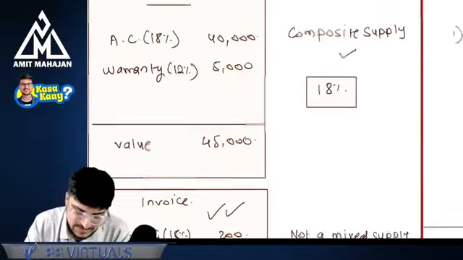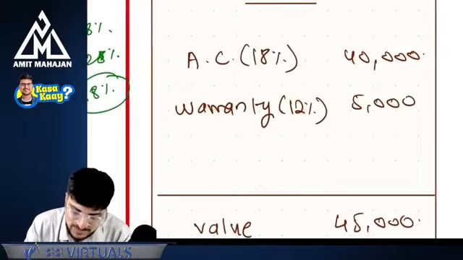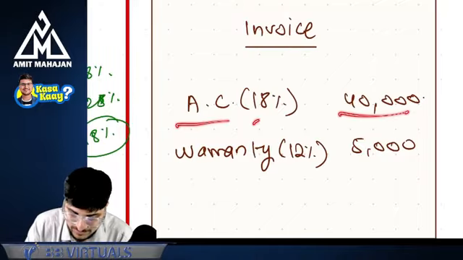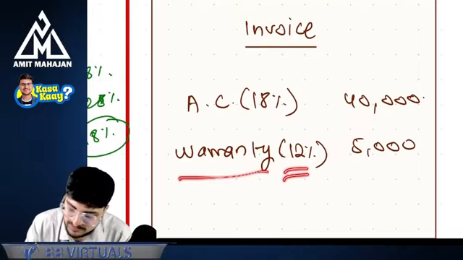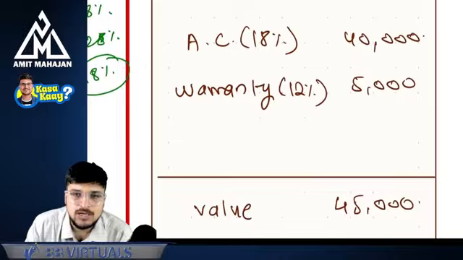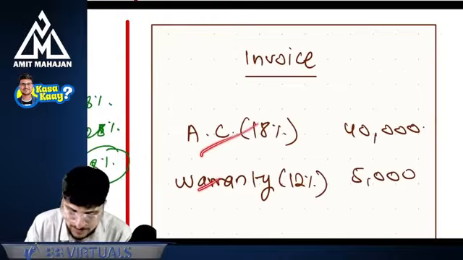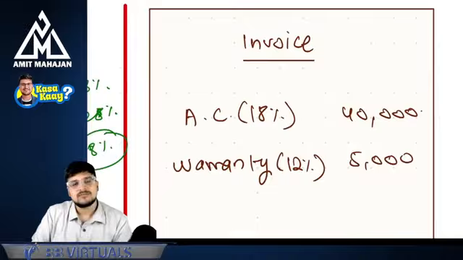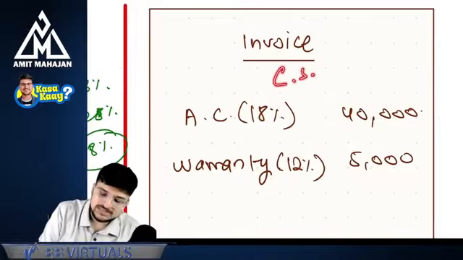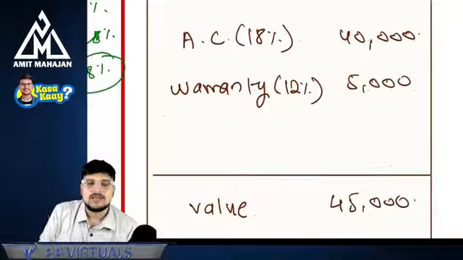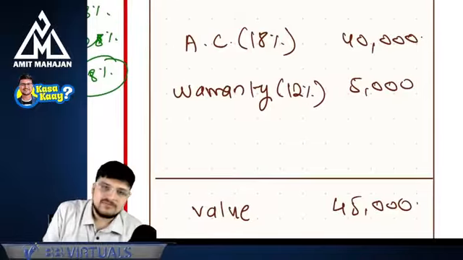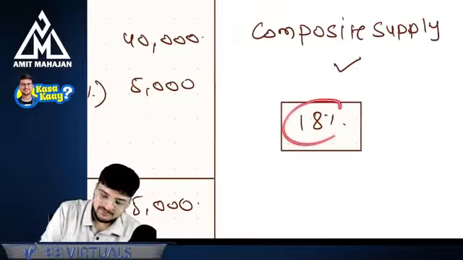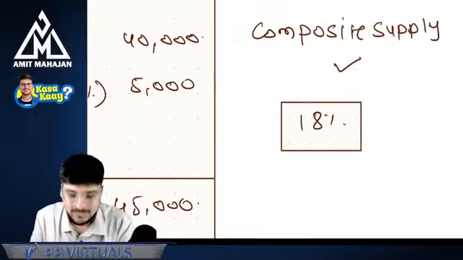Understood? Let's take one example. Which supply is this? I know you saw this, but still. AC 40,000, rate is 18%. Warranty 12%, 5,000. Total amount charged 45,000. Can I say two or more supplies are made in conjunction with each other, which are naturally bundled? Then it is called composite supply. In case of composite supply, the tax rate of the principal supply will be applicable, and the principal supply is AC, which is 18%. So on 45,000, 18% will be applicable. This is called composite supply.